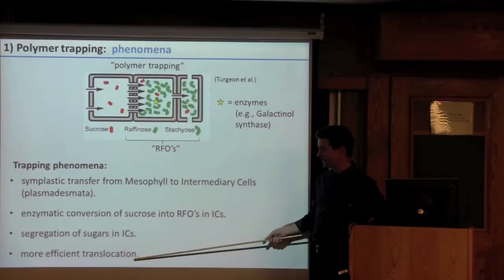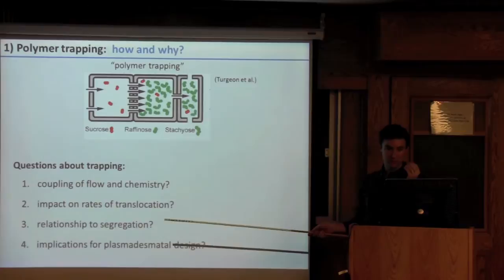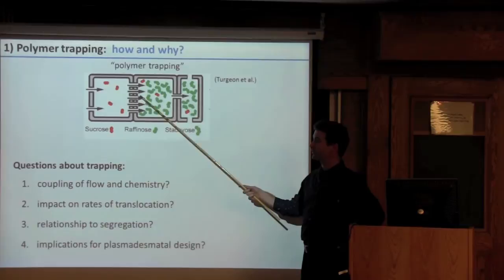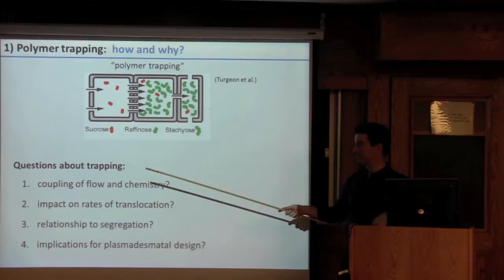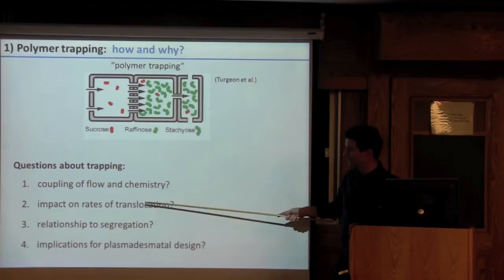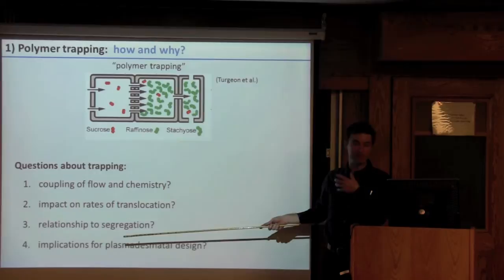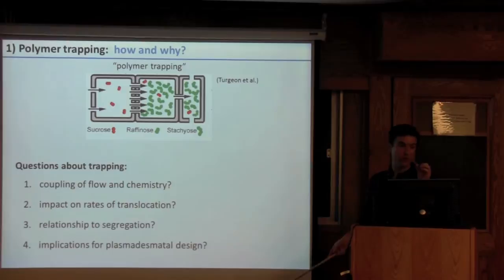So the questions are: we'd like to build a model that would couple the water relations, and I'm going to emphasize that I think it's crucial that you couple all the way to the xylem to think about how loading occurs. So we have to add ingredients over here in terms of coupling to the xylem. The impact of polymerization and segregation on rates of translocation, the relationship between, in particular, pumping, the ability to export efficiently, and segregate. Is this segregation part of the mode of operation of this trapping mechanism? And we can then look towards putting some constraints on what the plasmodesmata must be like.